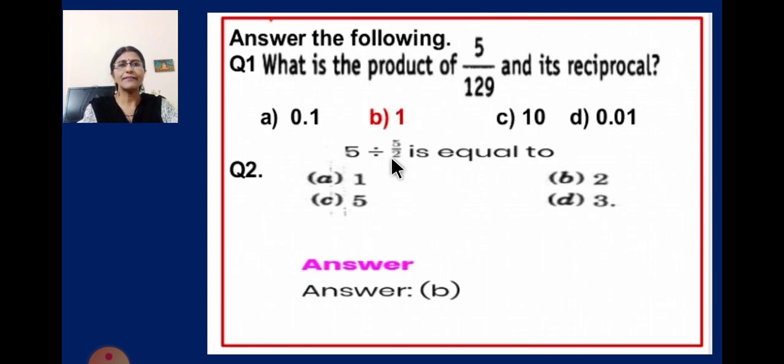Next is 5 divided by 5 upon 2 is equal to. This is the next question. Answer the following. So when there is division, we have learned that you have to write this one in reciprocal form. So you will be writing 5 into 2 upon 5. 5 will be cut. So you will get the answer 2. So answer is B option.